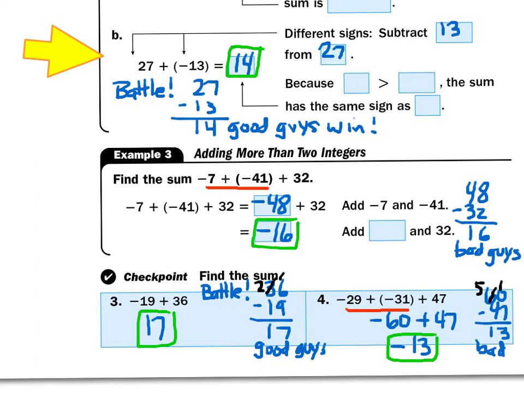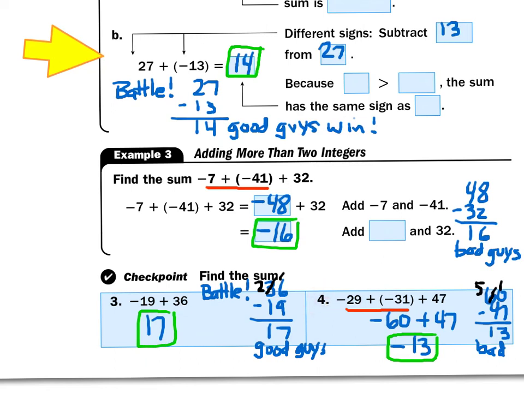All right, take a look at number 3, the checkpoint. I have -19 plus 36. Well, notice the positives are going to win this battle, so I put 36 on top and the 19 on the bottom, and I subtract, and I get 17. And it's positive 17 because the positives had more.